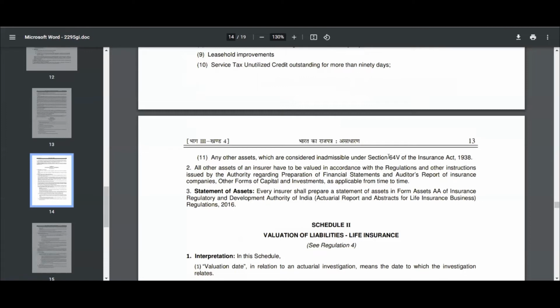So nothing much to read there, but one can go to that regulation and see the formats in which the reports are submitted to the regulator. So yeah, that's it. And then that will consist of the valuation of asset.